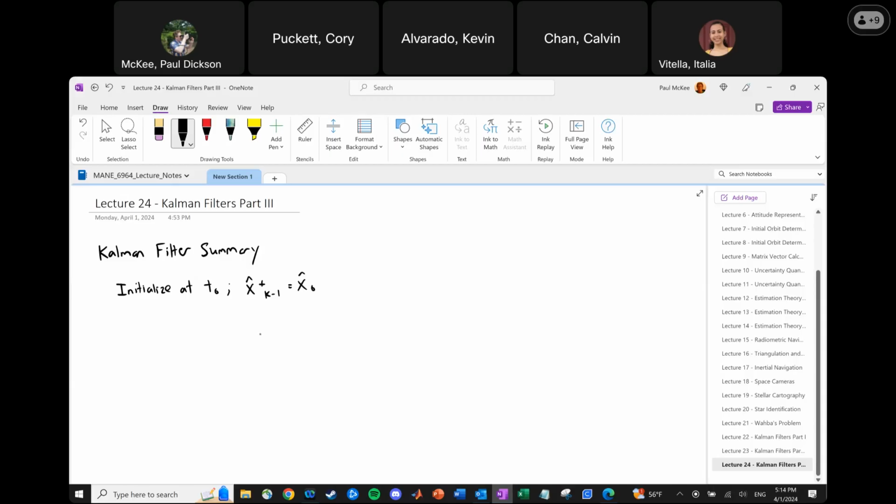K minus 1 basically means old, and plus means has been updated. So the K minus 1 is information about the propagation, and then the plus or minus is information about the updated state. And then similarly, we've got P estimated K minus 1 plus is equal to P naught. Okay, so this is what the filter looks like when we start.